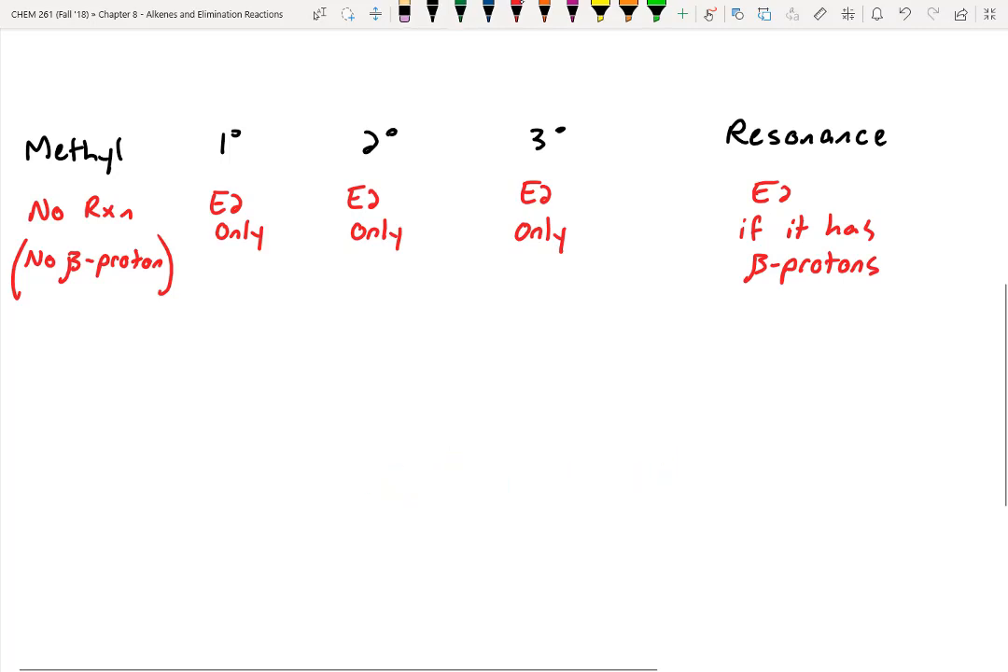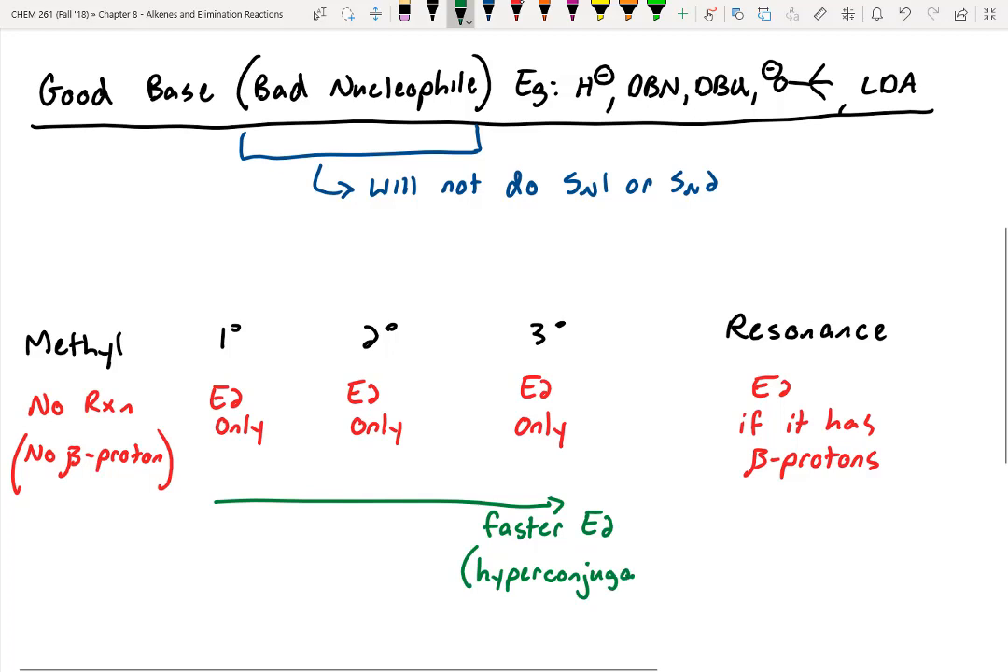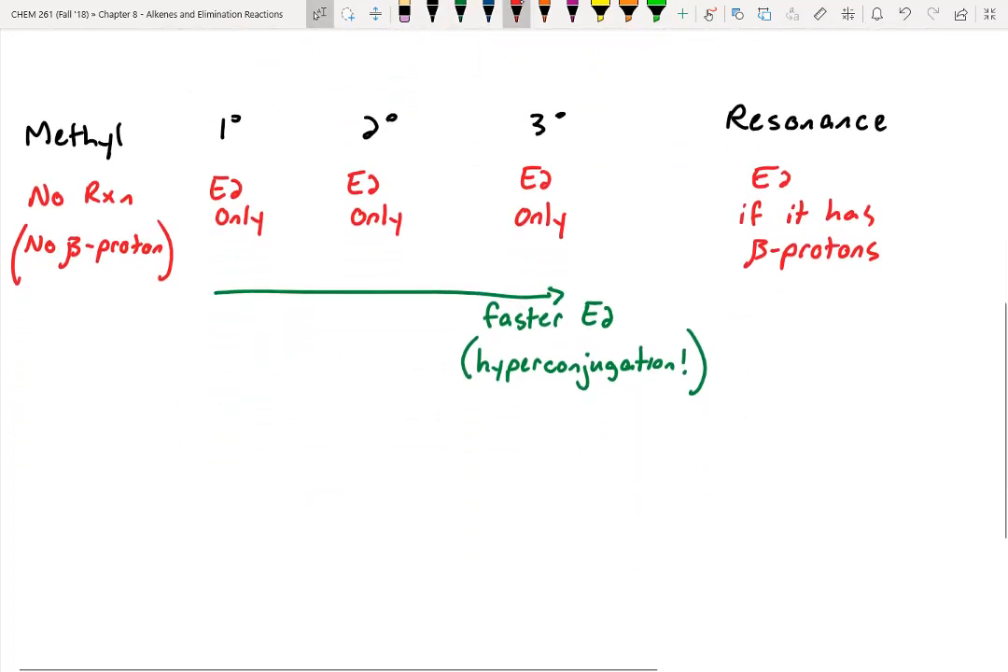All right. Now my second question is, which of these will be fastest, primary, secondary, or tertiary? Tertiary? Why? Hyperconjugation. Yeah, exactly. So faster rate. So really, E2 reactions are more favorable the more substituted the alkenes are that we form, right? So let's make a note of that.